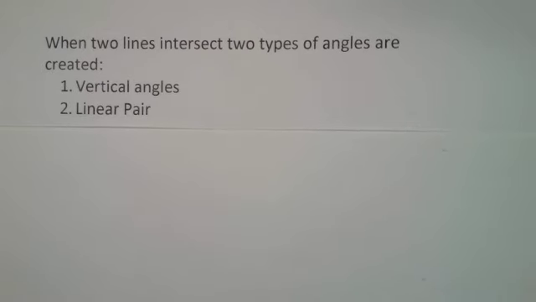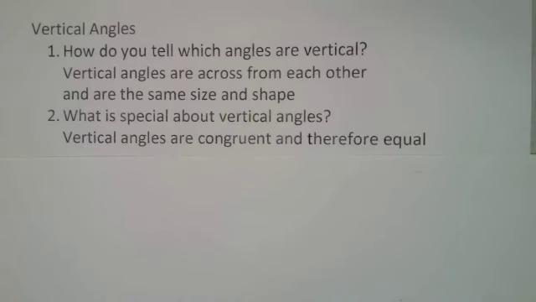In this video, we're going to talk about the two special types of angles that are created when two lines intersect. These two special angles are vertical angles and a linear pair. Anytime we deal with any angles, we need to be able to do two things: recognize the angles from a picture and tell what's special about those angles.